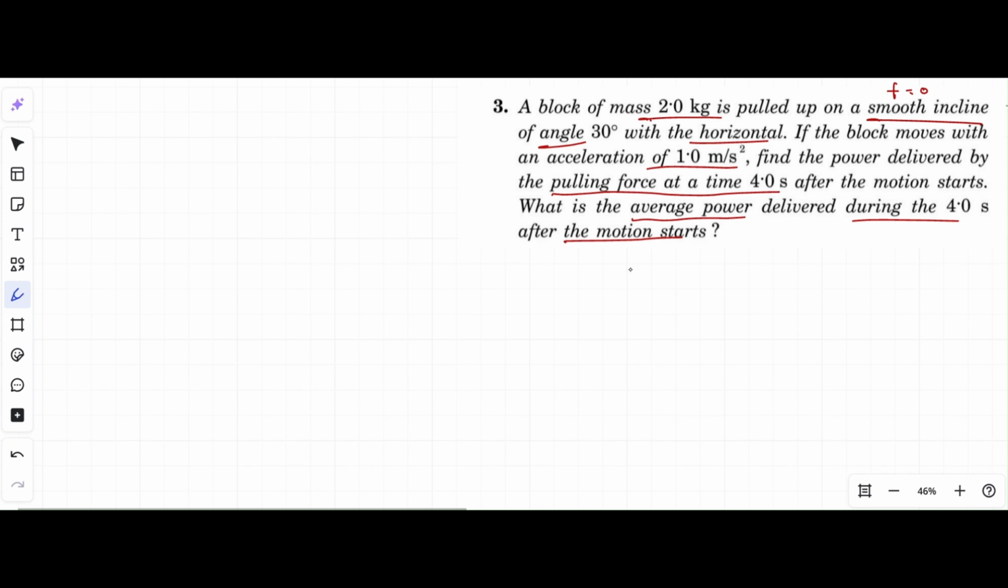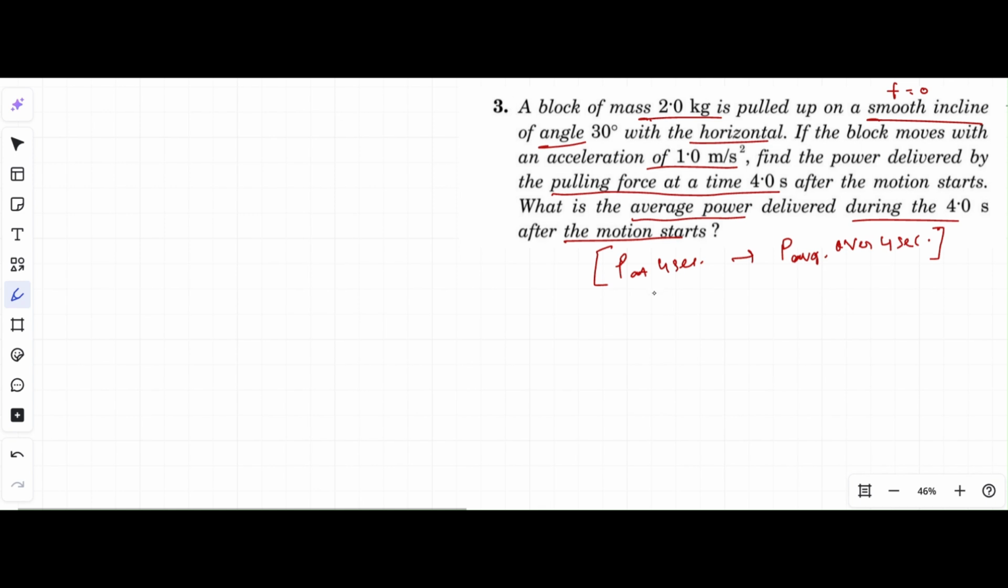Now there are two concepts: power at 4 seconds and average power over 4 seconds. What is the difference between the two? Are they both different? Are they both the same? And is there something for work also? Work done at 4 seconds, or the average work done over 4 seconds?